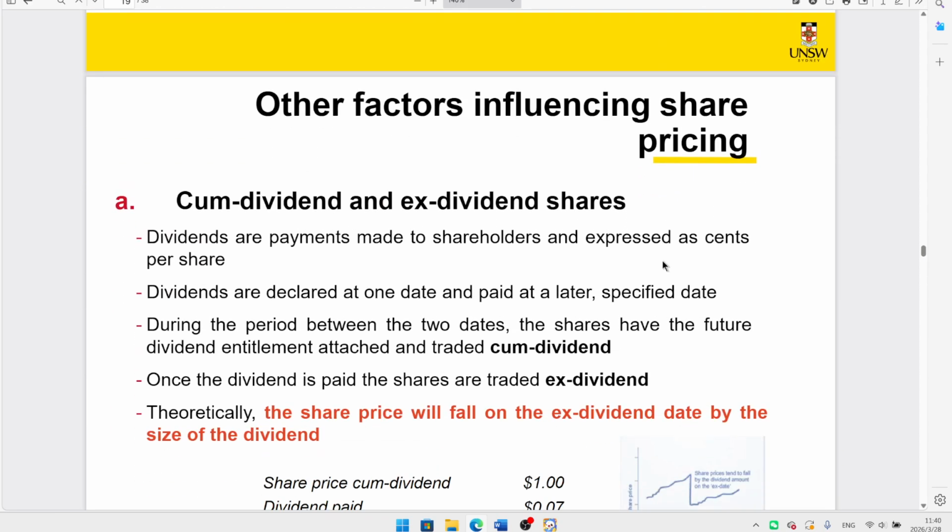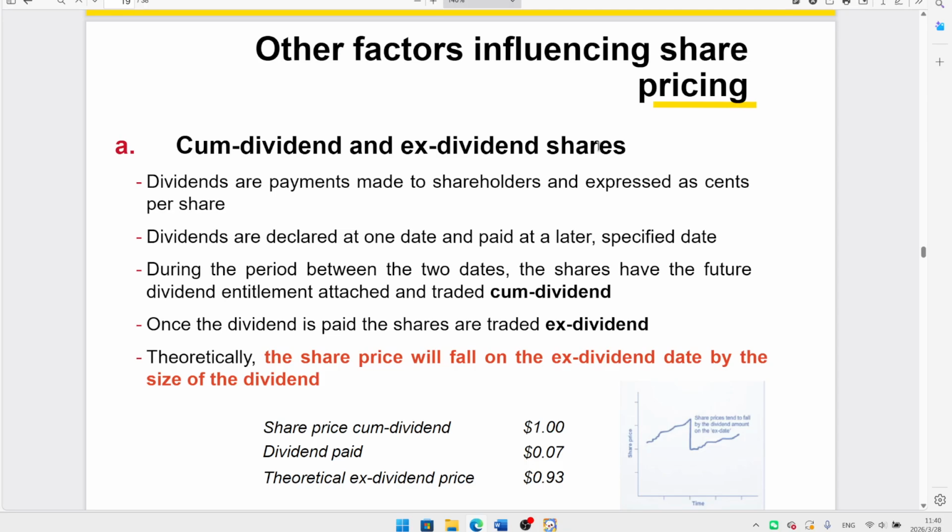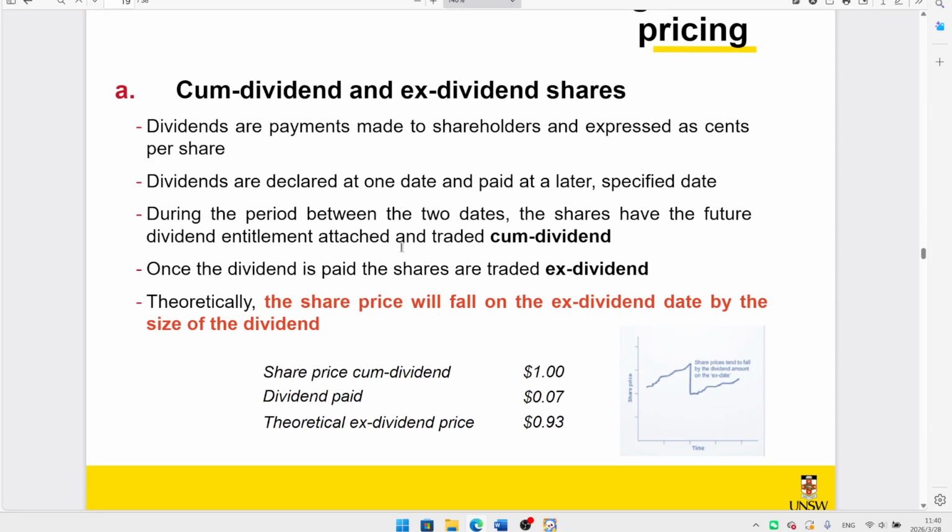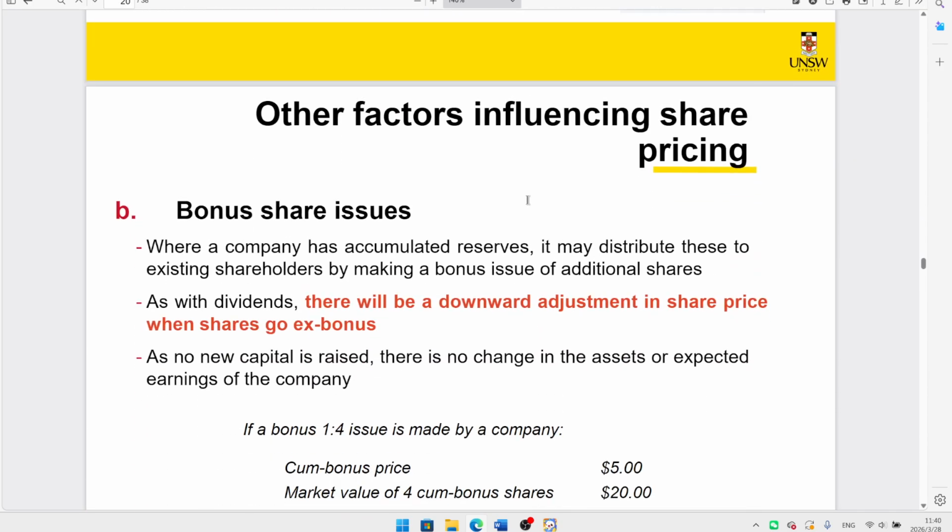Other factors also influence this. In that part we need to discuss the cum dividend and ex dividend. During the period between two dates, the share value of the future dividend is stated in current dividends. One date is when it is declared, and it is paid at a later, specific date.